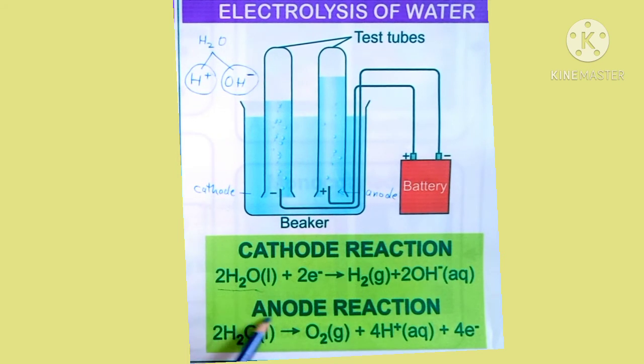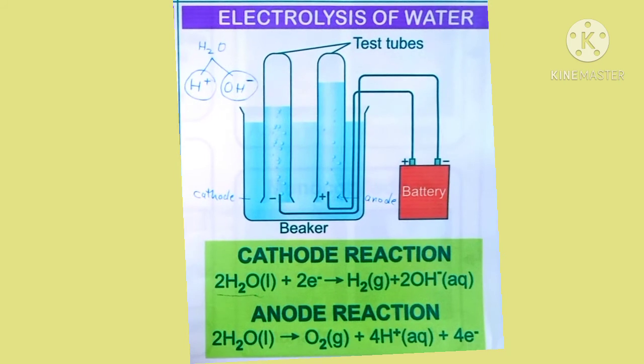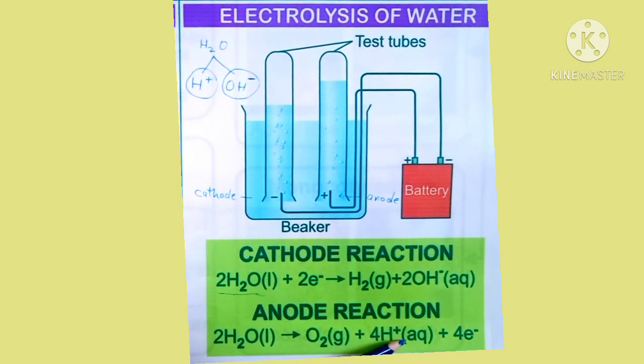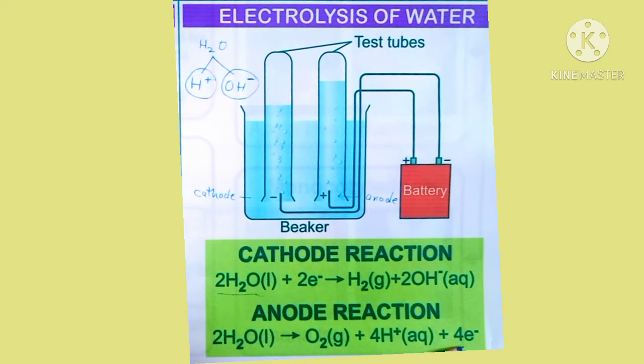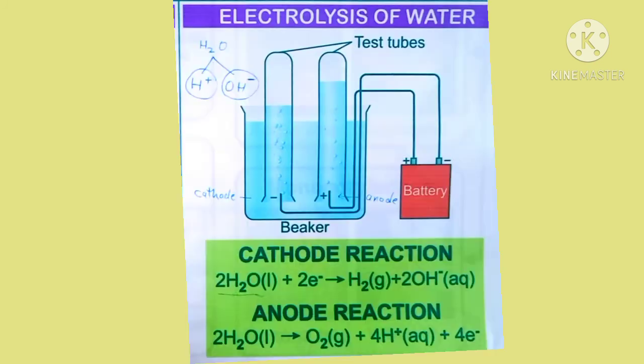Now at anode what happened? At anode, from the two molecules of water, 4 H ions are going to dissociate and release 4 electrons. The oxygen combines to form oxygen gas, and 4 electrons are released. So at cathode, hydrogen gas is going to be released, we can see the bubbles of hydrogen gas, and at anode oxygen gas is going to be liberated.